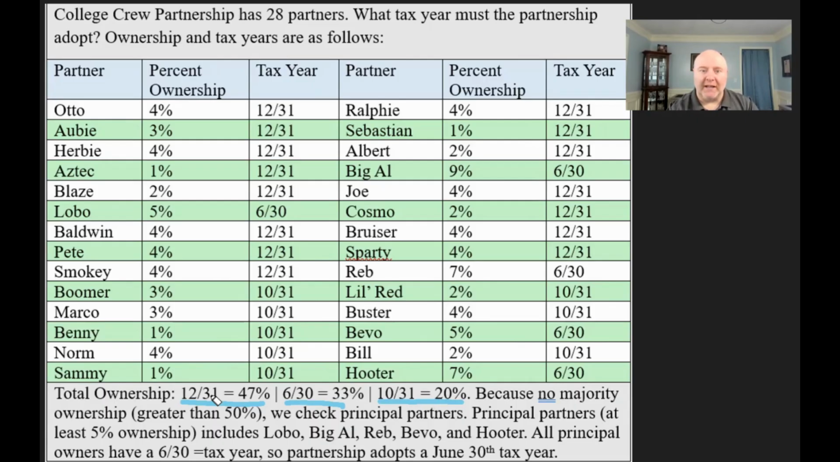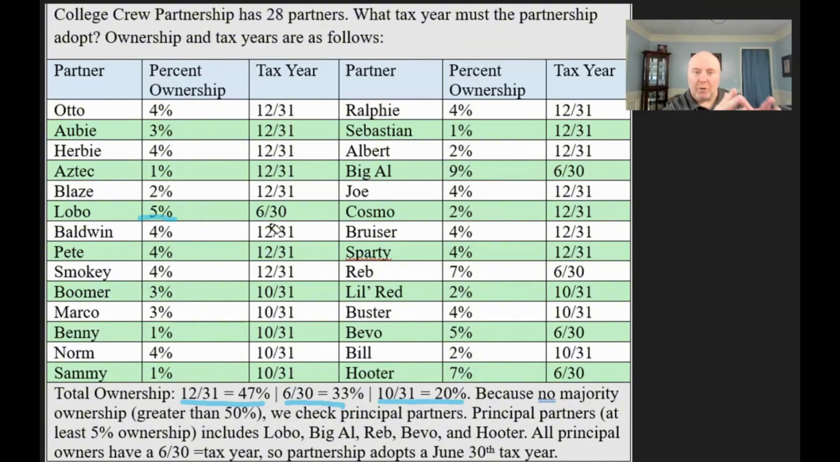Now we go to our second test, and now all we're doing is looking for principal partners. Remember, a principal partner is any individual who owns at least 5% of the partnership. So it could be well over 5%, but they have to have a minimum of 5%. So we're going to disregard every other partner that is below 5%. So we need to come through here and say, okay, where are they? Well, we've got Lobo. Lobo has 5%, so we need to worry about Lobo. Their tax year is June 30th.